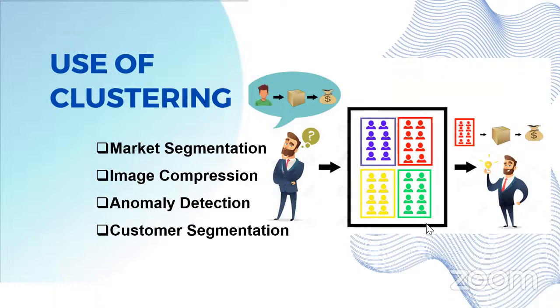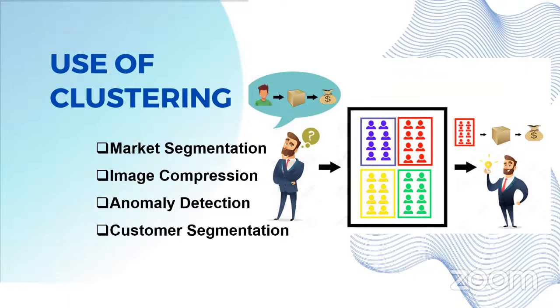And in the third image, we can see that after using the clustering algorithm on the database, the businessman is selling the appropriate product to its customer.